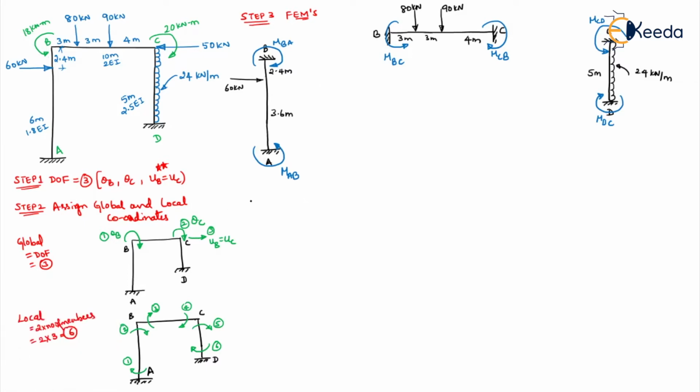Now let's calculate the values one by one. First, let us do MAB. That's W a b squared by L squared. It's nothing but 60 into a, which is 3.6, into 2.4 whole squared, by L, which is total 6 squared.